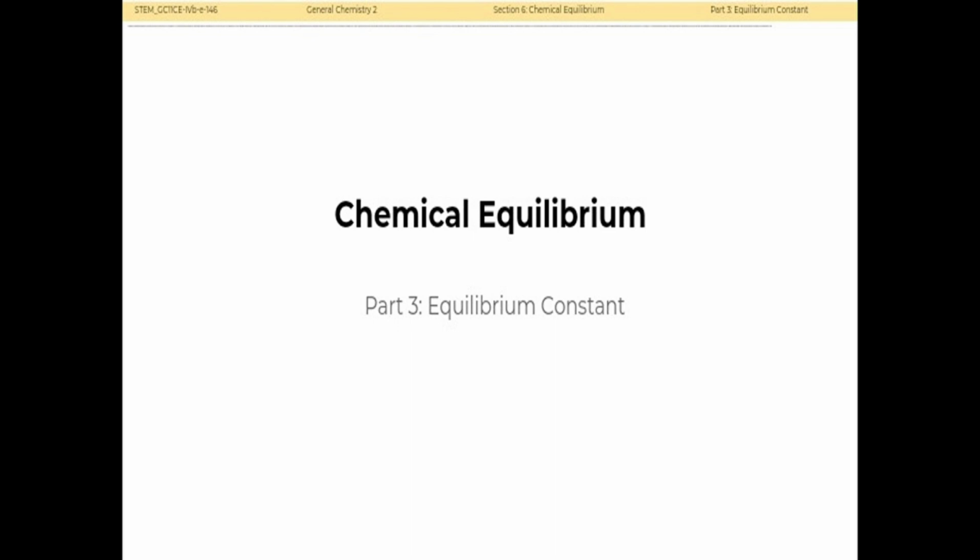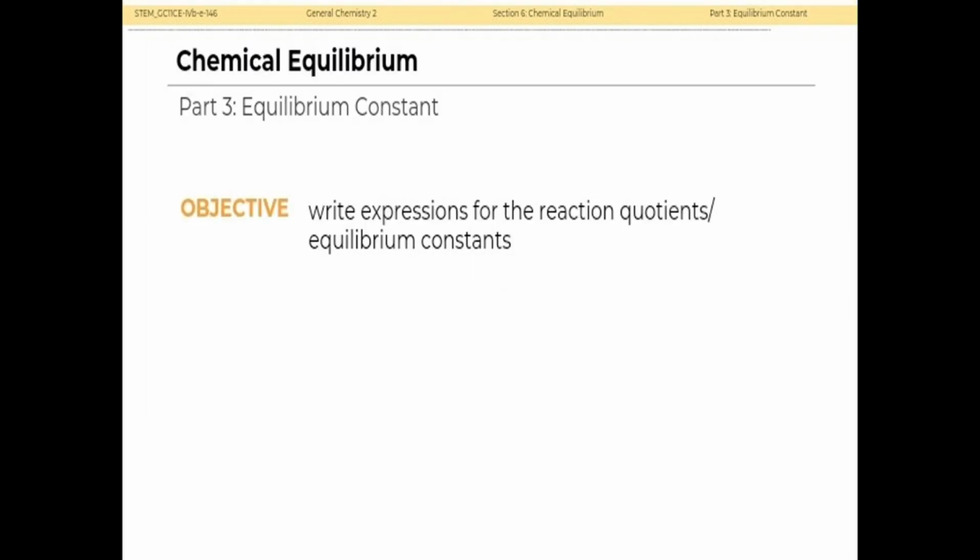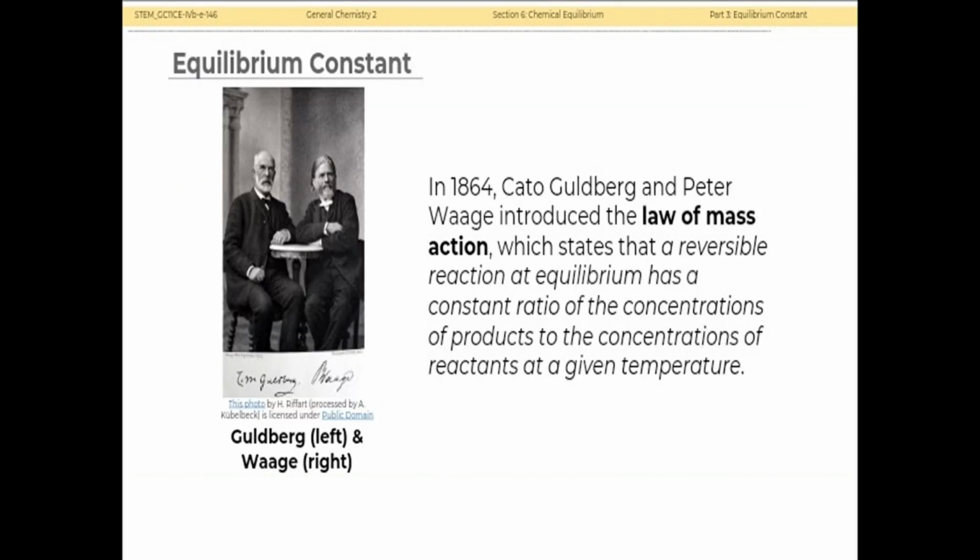Welcome to the General Chemistry 2 class. This section is on chemical equilibrium. This lesson is about equilibrium constant. Let's begin. In this lesson, we will write expressions for the reaction quotients or equilibrium constants.